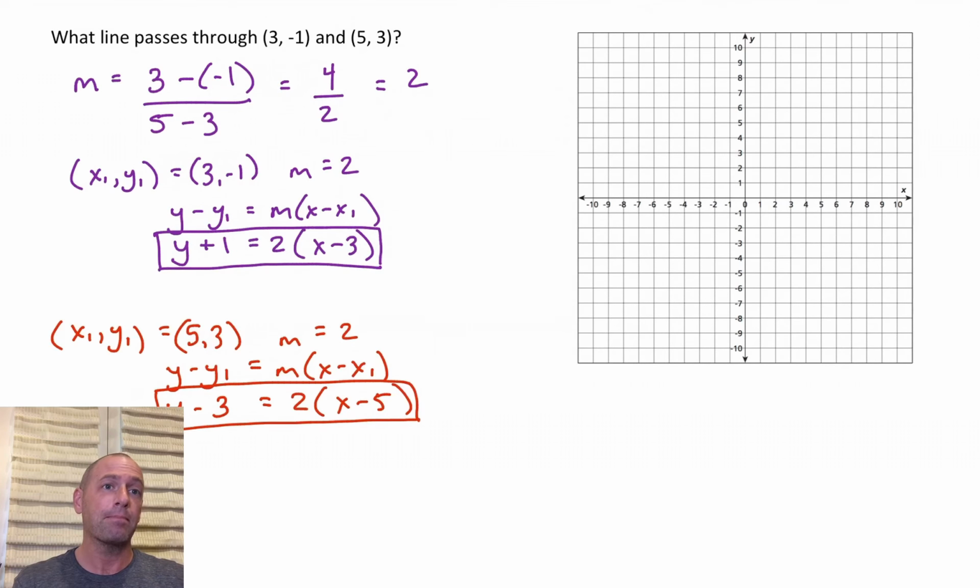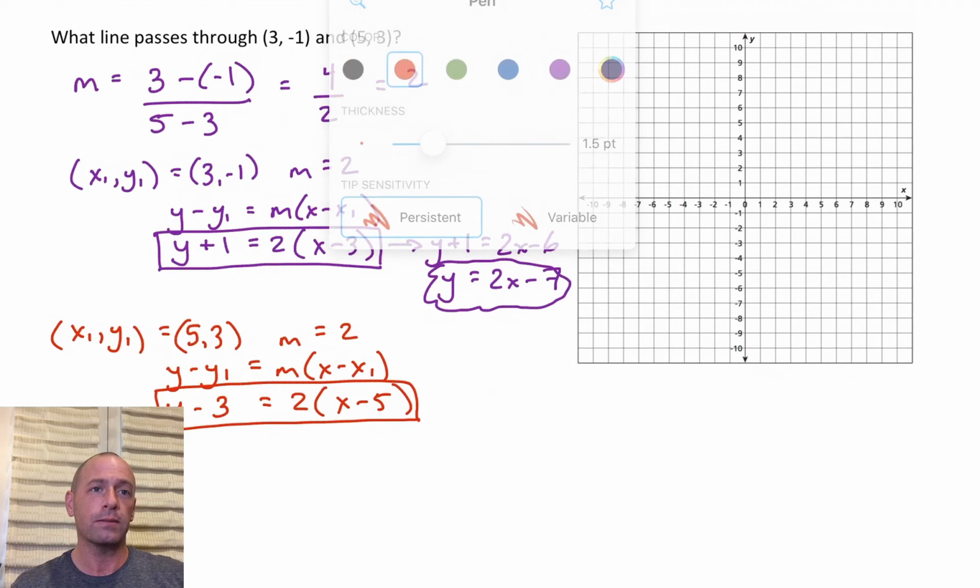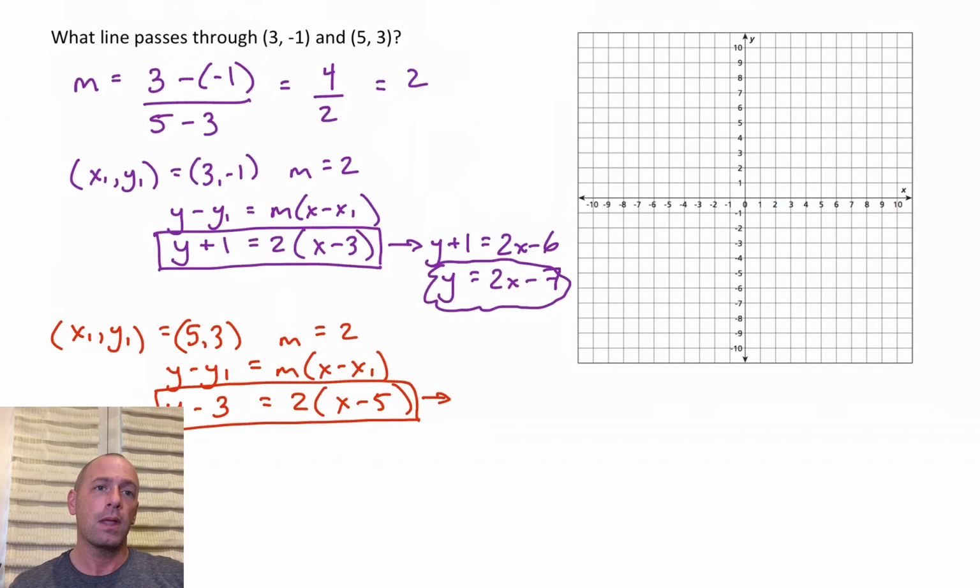Here's how we're going to do it. We're going to take that purple equation and we're going to distribute and subtract 1. Essentially, we're going to get it into slope-intercept form. So I distribute, I subtract 1, and I'm going to get the line y equals 2x minus 7. I'm going to do the same thing for this red box. I'm going to distribute the 2, and then I'm going to add 3 to isolate my y. I get the same line.